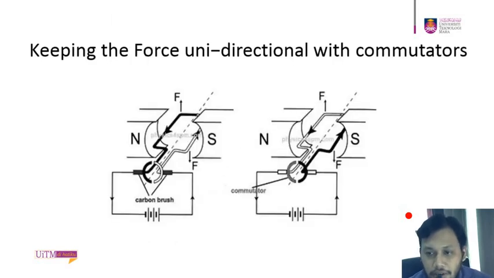Based on the Lorentz law and the left hand rule, you have the motor construction for the DC motor. You have carbon brushes connected to your commutator. This allows the force to be unidirectional with the commutators, so that you can maintain one flow for your current.